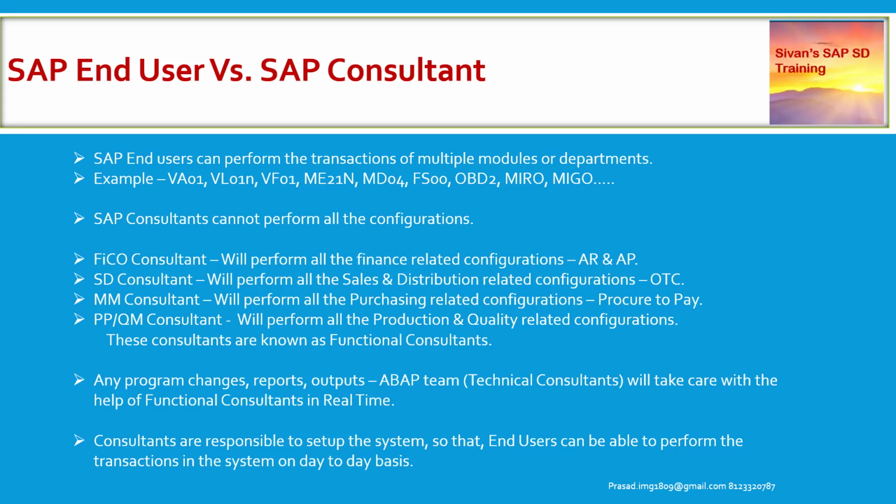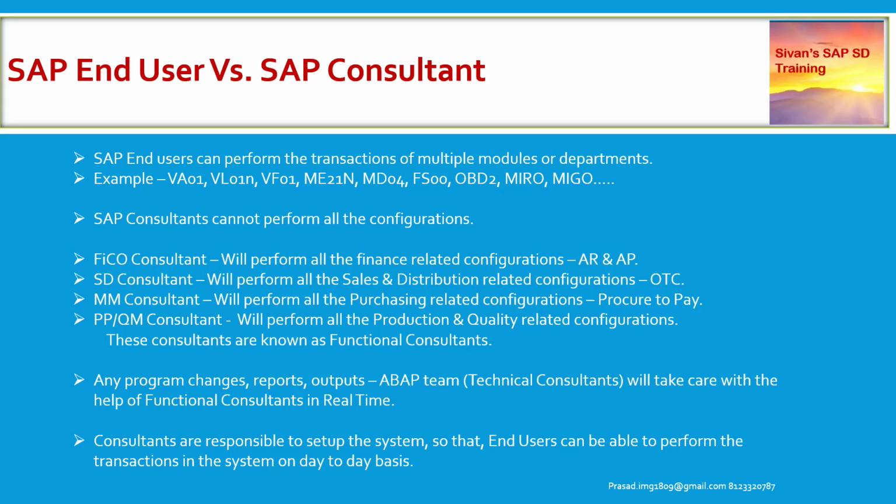The respective module owner will perform the respective changes. The FICO consultant will perform all the finance-related configurations like accounts receivable and accounts payable. The SD consultant will perform all the sales and distribution related configurations, OTC, order to cash. The MM consultant will perform all the purchasing-related configurations, procure to pay. The PP/QM consultant will perform all the production and quality related configurations. So these consultants are known as functional consultants.